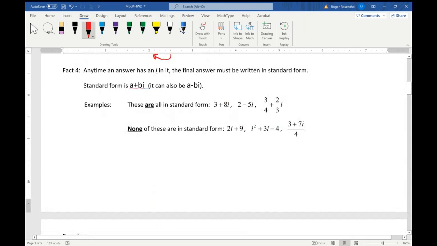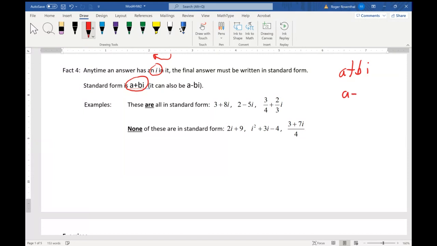So anytime the answer to a problem has an i in it, it turns out there's always a way to write it in the form a plus bi. And as it says over here, you can also use a minus if you want, if a minus is appropriate. This a plus bi or a minus bi form is called the standard form for a complex number. The standard form for a complex number.